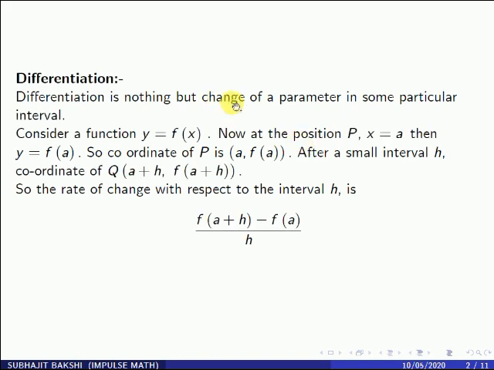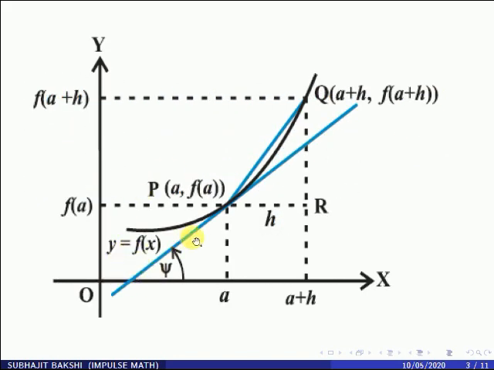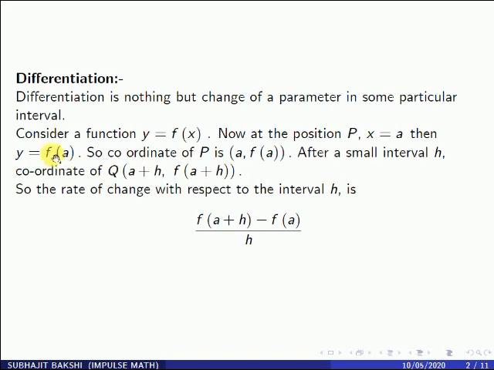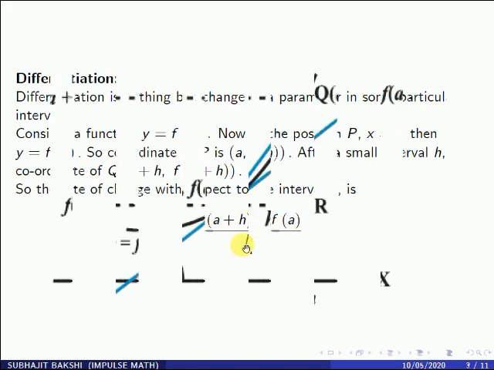So differentiation is nothing but a change of a parameter in some particular interval. If I consider a function y equal to f(x), that is the y equal to f(x) curve, and I consider a point P here, and after a small interval h, this point goes to Q, the coordinates of P are a and f(a), and after the small interval the coordinates of Q become a plus h and f(a plus h). So the rate of change with respect to the interval h is nothing but f(a plus h) minus f(a) by h.